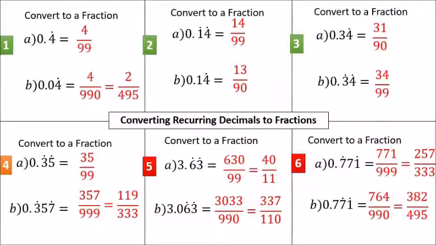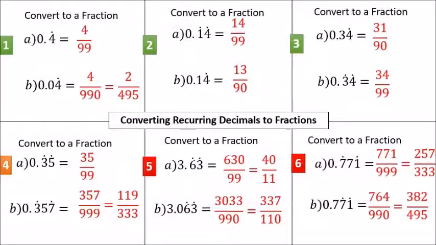0.34 recurring, where the 4 is repeating, not the 3, so 0.3444, etc. is 31 over 90. 0.34 recurring, where the 3 and the 4 are repeating, is 34 over 99.